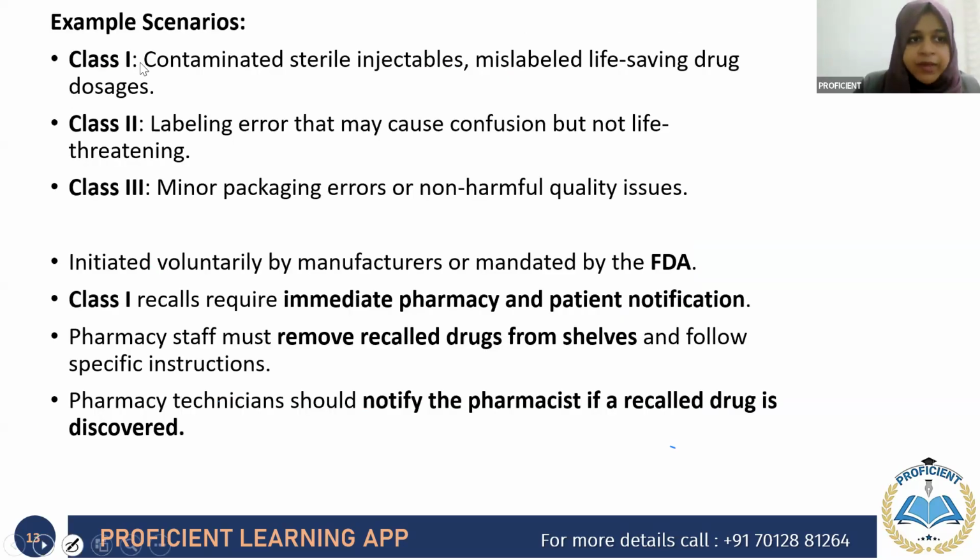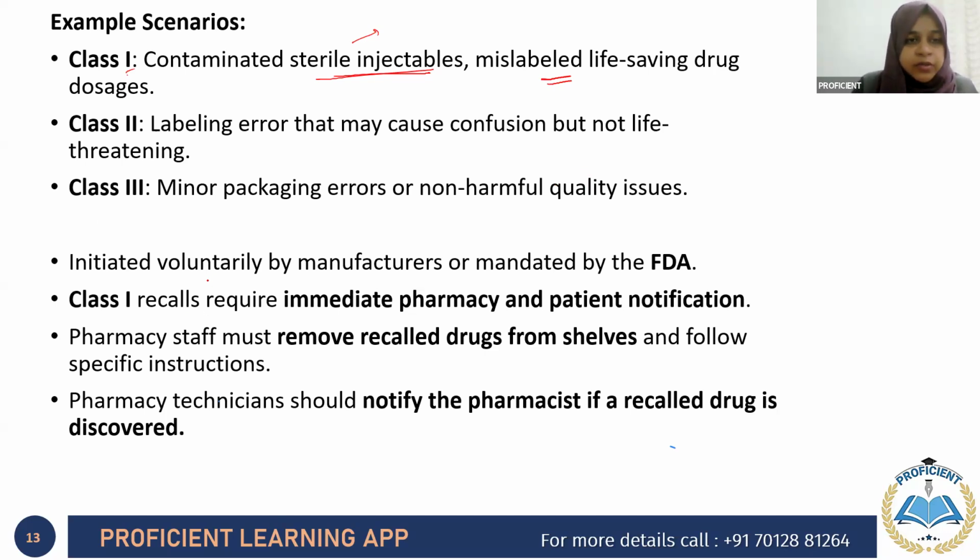An example of class one is contaminated sterile injectables. If they are contaminated, they are given directly into the bloodstream, injected, so it may cause infection. If the drugs are mislabeled, or the route of administration has been mislabeled, it can again cause serious problems. That is class one. Class three is packaging errors, minor errors.